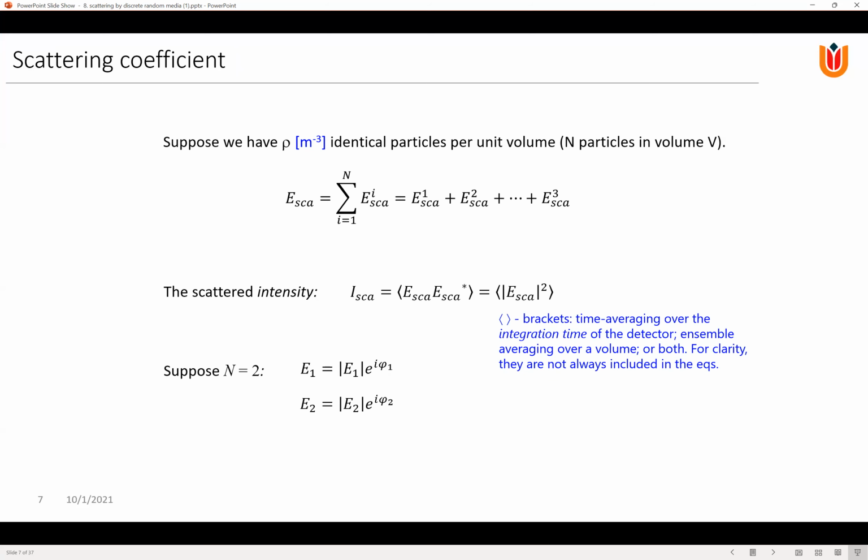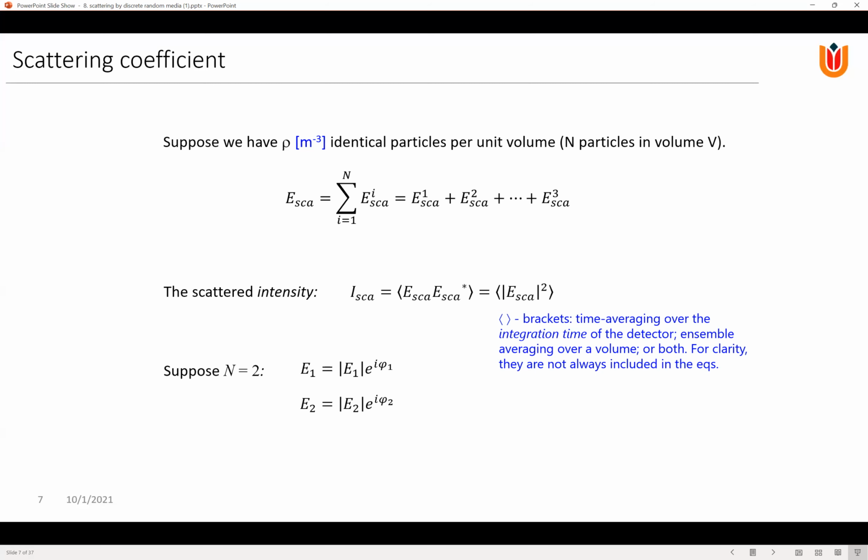That would be the way to calculate that intensity. But let's try to investigate what happens here. Suppose n is 2, so we have only two particles. They both scatter light in such a way that the light scattered from particle 1 has an amplitude E1 and phase φ1. The light scattered from particle number 2 has an amplitude E2 and phase φ2.